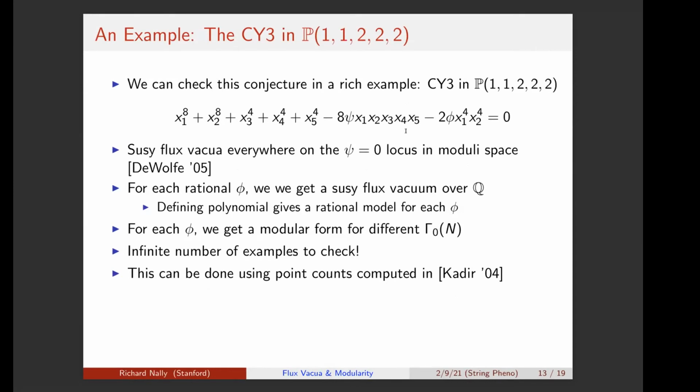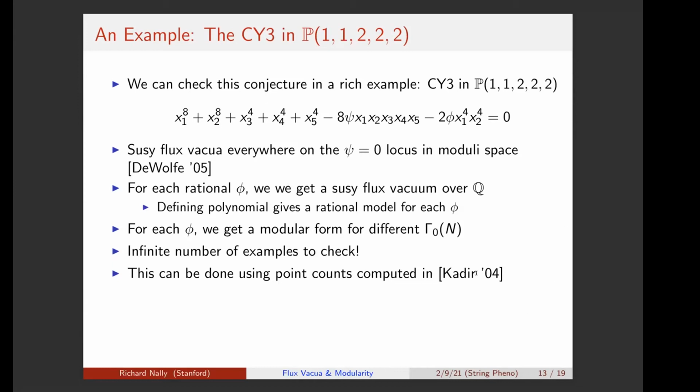So at psi equals 0 and then all rational phi, I have a supersymmetric flux compactification over Q, and we expect them to be modular. And in particular, we think that there should be a different modular form for each gamma naught of n. So inside the moduli space of this threefold, we literally have an infinite number of points we can check.